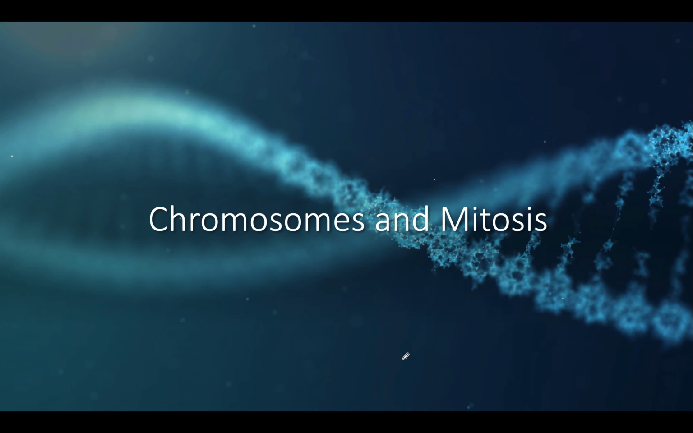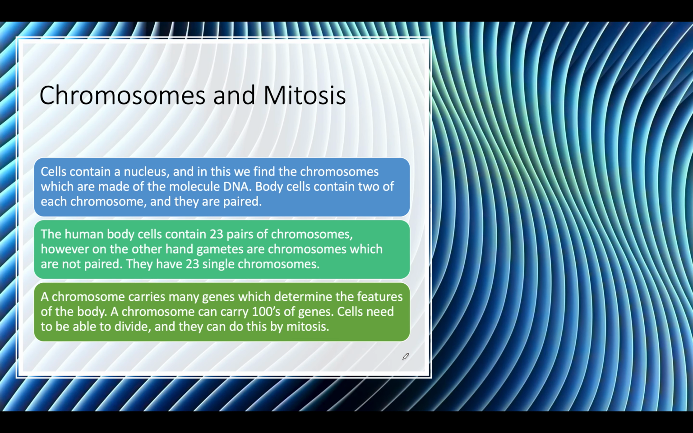We've seen what makes up the human body and we've looked at the different types of cells. In this video we're going to be having a look at what's inside the nucleus and how cells can replicate. So first of all, chromosomes and mitosis.